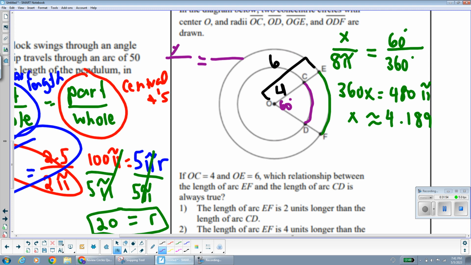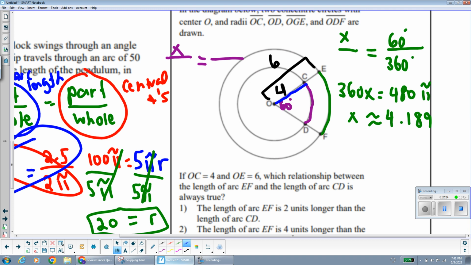Oh, my bad. See, I'm always messing up. When I found the circumference, I was accidentally using the radius of the smaller circle. But we were talking about arc EF, which is an arc of the larger circle. So I should have been using the radius of the larger circle, which was 6. So that is going to change my answer.